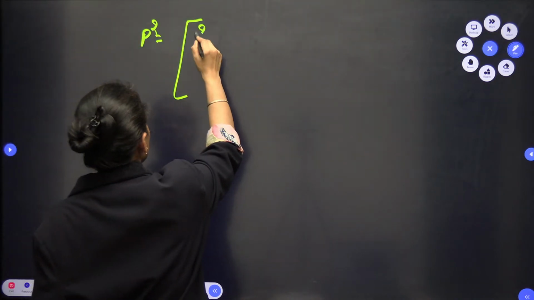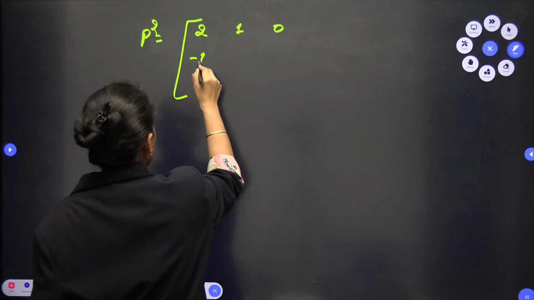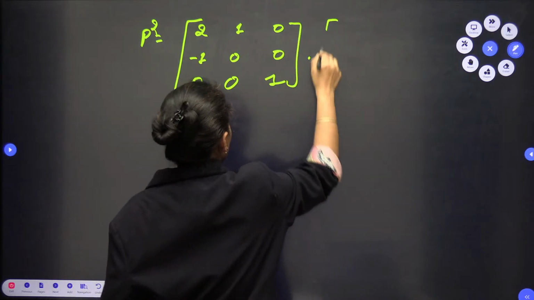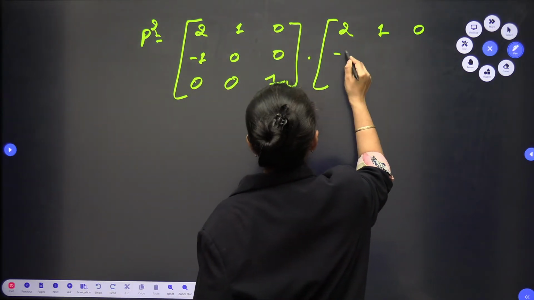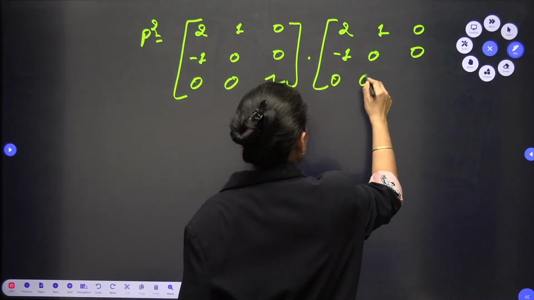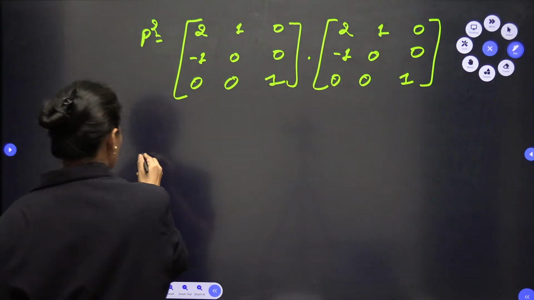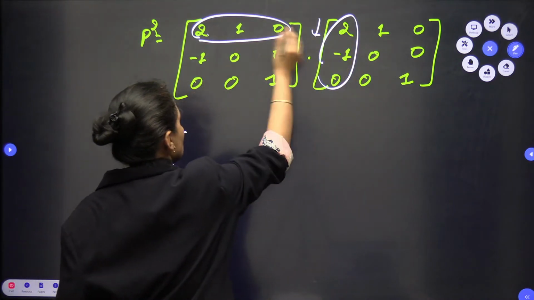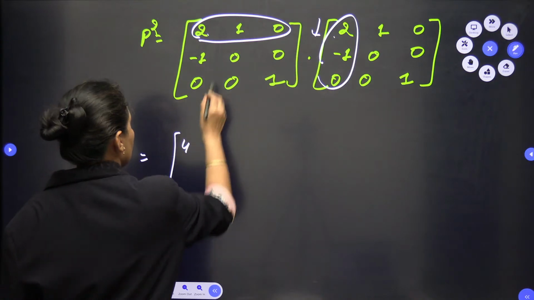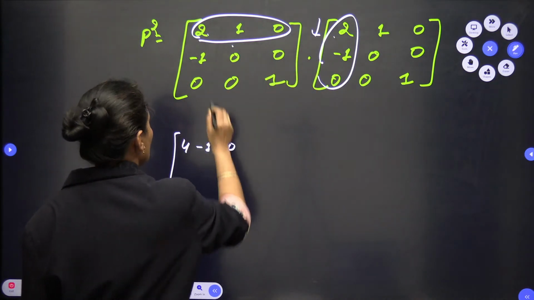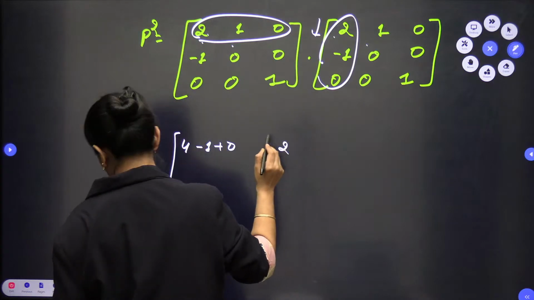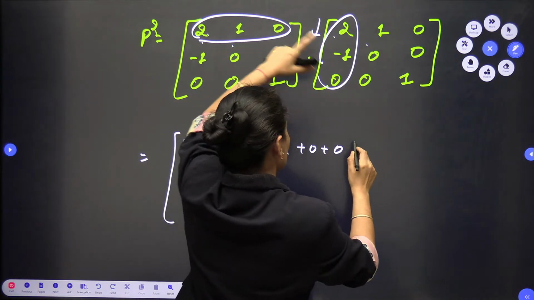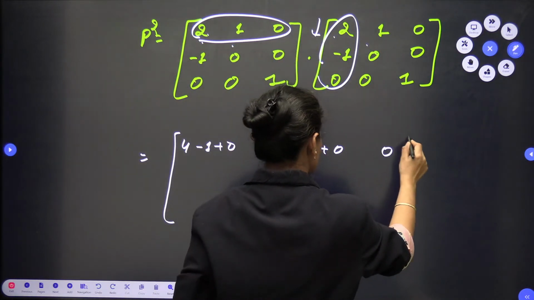I'm writing again 2 1 0, minus 1 0 0, 0 0 1, multiplied with the same 2 1 0, minus 1 0 0, 0 0 1. When we are multiplying here, what should be the result? Simply, first row we need to multiply with the first column. So 2 into 2, 4, 4 minus 1 plus 0. Next, first row with the second column, this is 2 plus 0 plus 0. First row with the third column, 0 0 0, so this is 0 only.